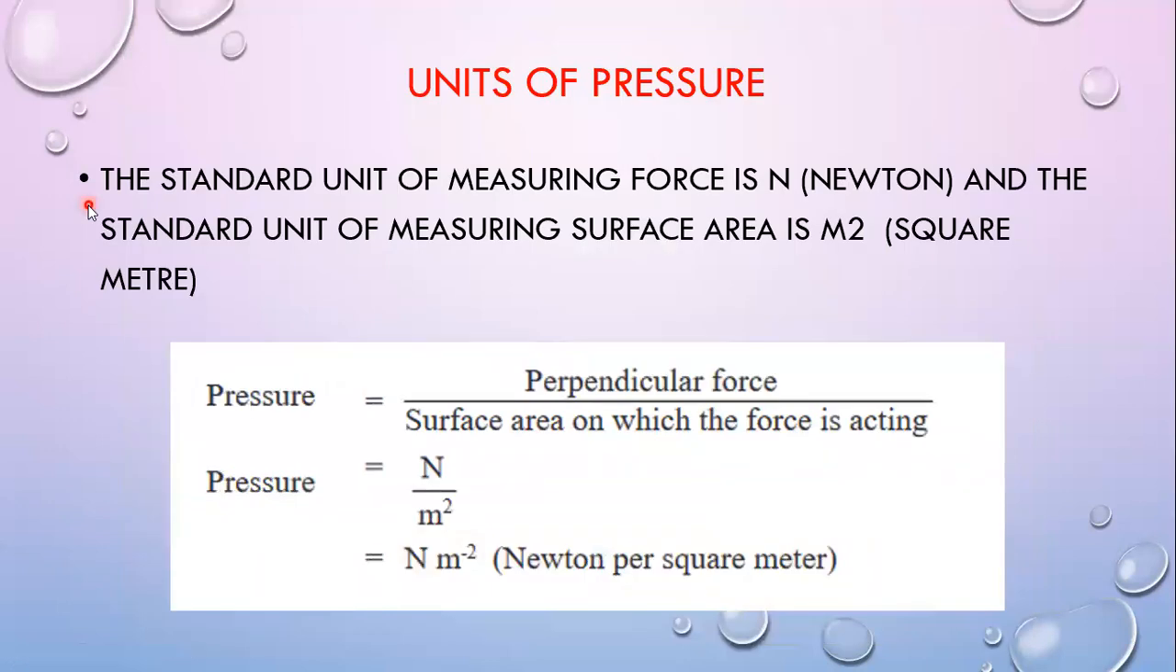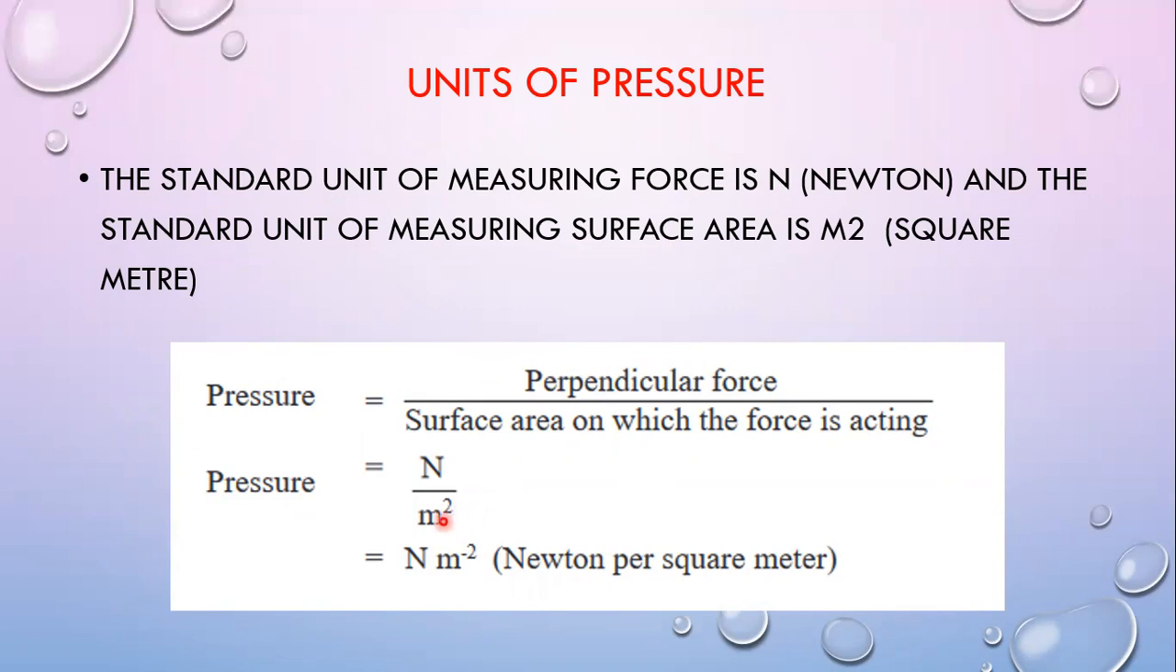Units of pressure. The standard unit of measuring force is Newton, and the standard unit of measuring surface area is square meter. You know this too. So learn this formula right now. Pressure equals perpendicular force over surface area on which the force is acting. So the standard unit of measuring force is Newton over the standard unit of measuring surface area, which is square meter.